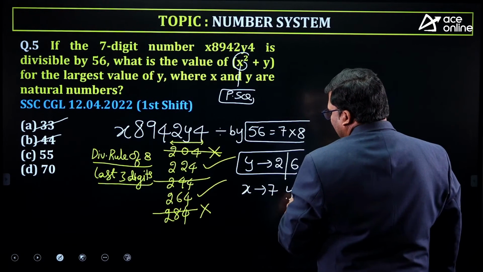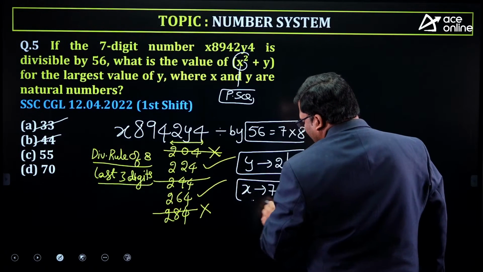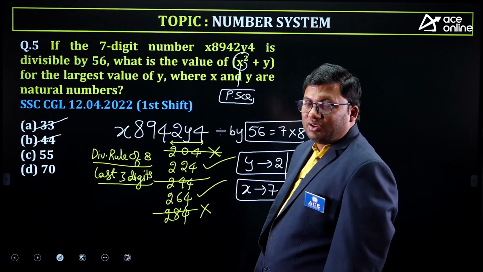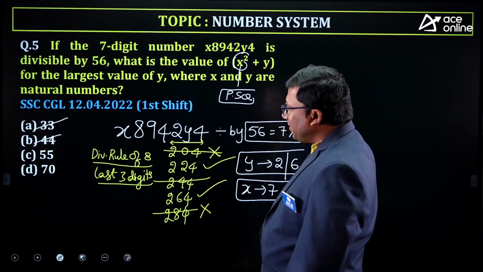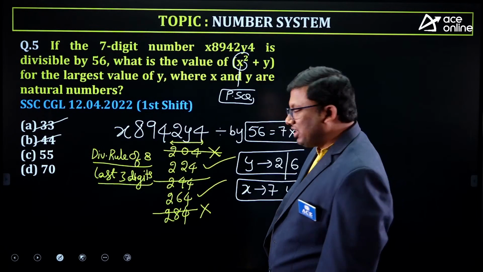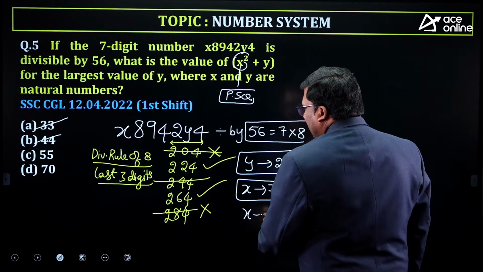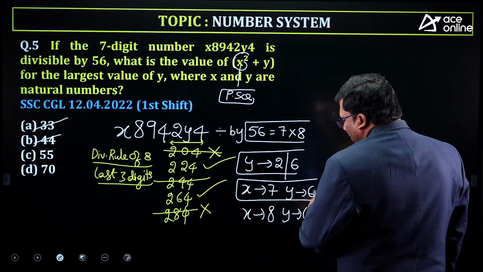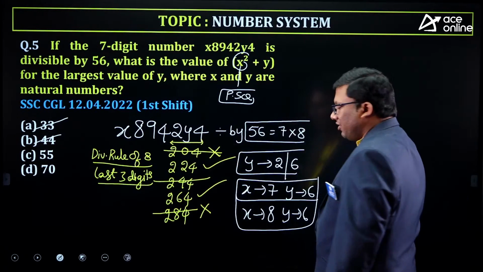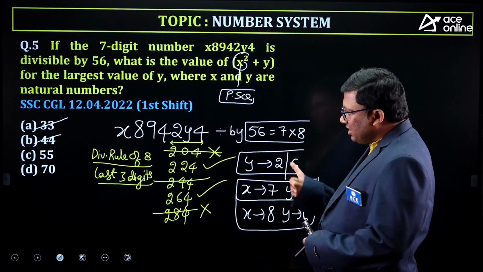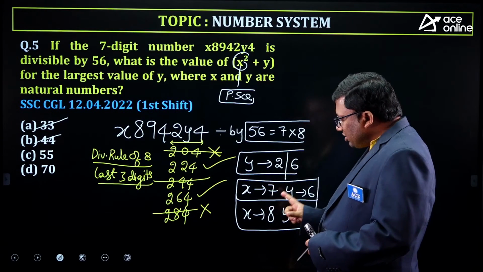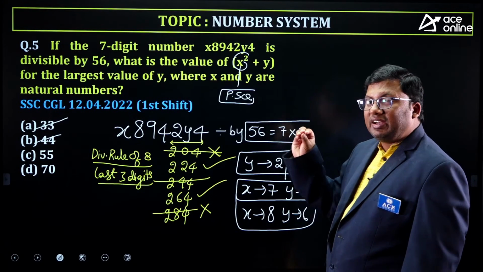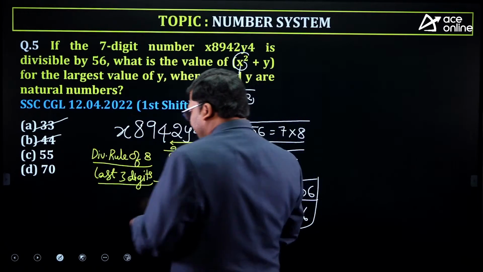So x is 7 when y is 6. This possibility we got. X square plus 2 is 70, so x square will be 68. X square plus 6 is 70, so x square is 64. That means x is 8 when y is 6. Two possibilities of x came because of y. If you observe, 49 plus 6 is 55, and 64 plus 6 is 70. Two cases I got. The case which will make it divisible by 7 is the answer.